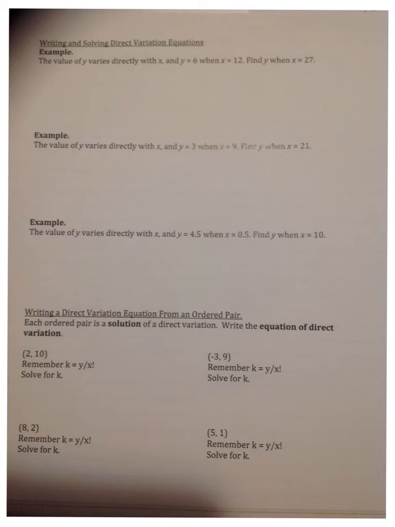So now here we're going to write and solve direct variation equations. First example, the value of y varies directly with x, and y equals 6 when x equals 12. Find y when x equals 27. That's a lot of stuff there. This beginning part here is they're just telling you it's a direct variation. And when they tell you that, you're just going to remember, okay, I know that it's going to be y divided by x, so I'm just going to set up some equal fractions.